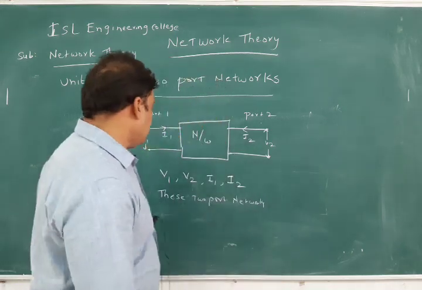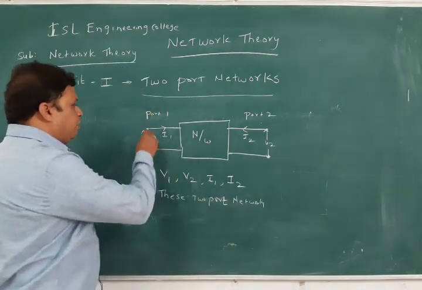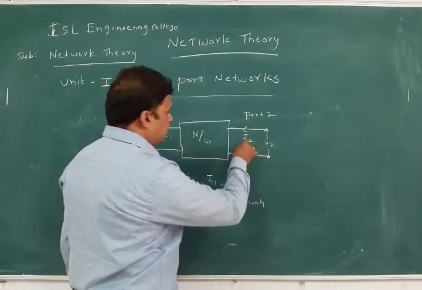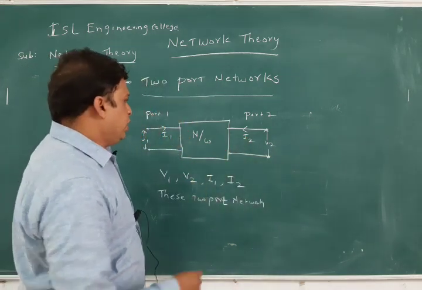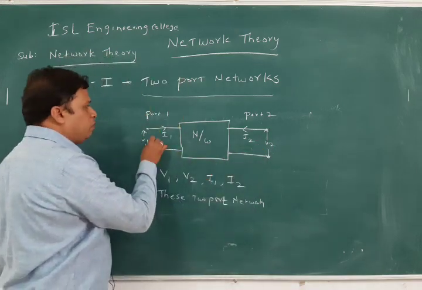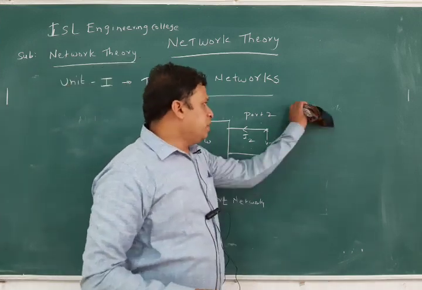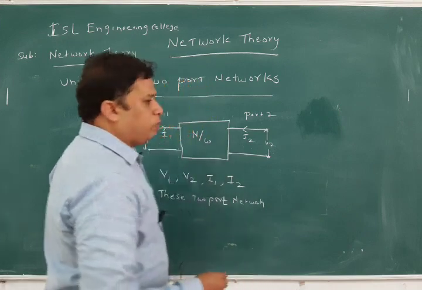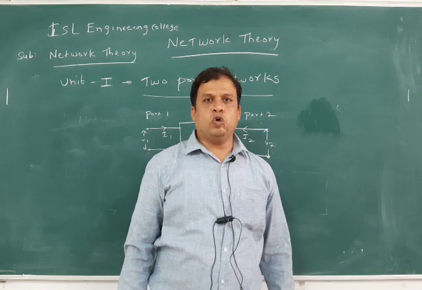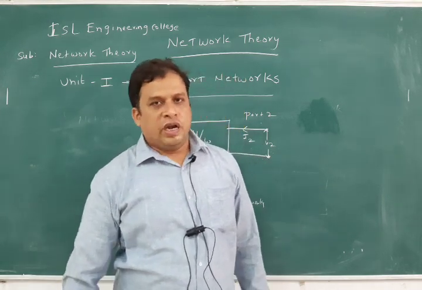So here V1 is the voltage and I1 is the current, and V2 is the voltage and I2 is the current. This side belongs to the output, output voltage and output current, and this is the input port, that is V1 and I1. Here we can have parameters like ABCD parameters, Z parameters and Y parameters in our two-port networks. Mainly we start with the Z parameters. What are Z parameters and what are Y parameters?